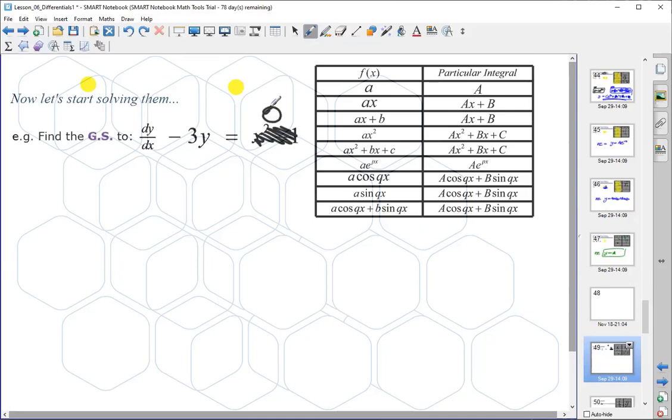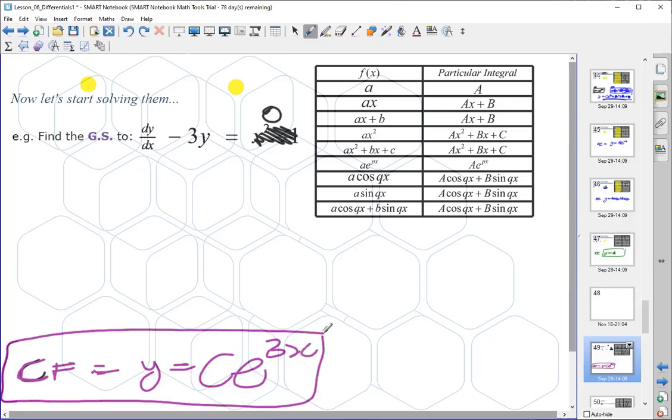Let's scratch off, let's call it 0. Then the complementary function is y equals c e to the 3x. Done. Complementary function done. That's a minus 3, so that will be a plus 3. Easy, easy, easy. Okay, now we're ready to do the particular integral.